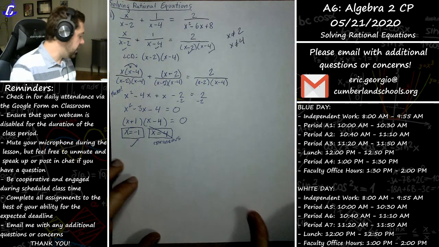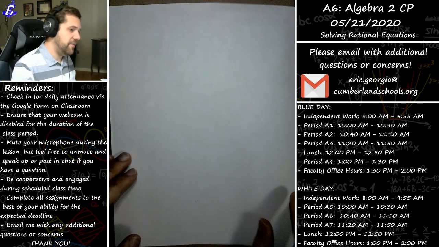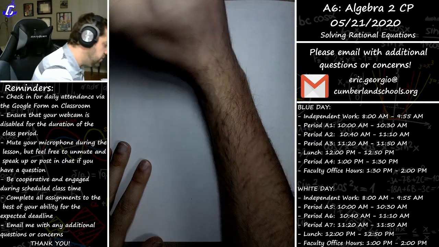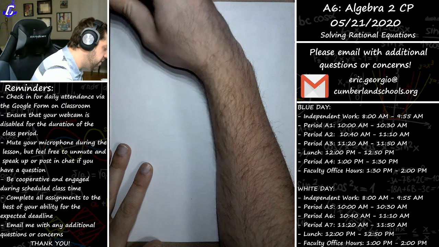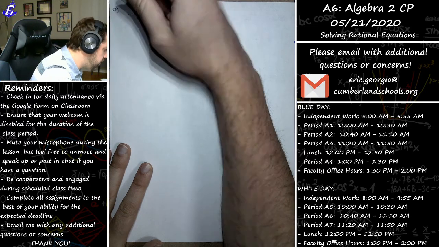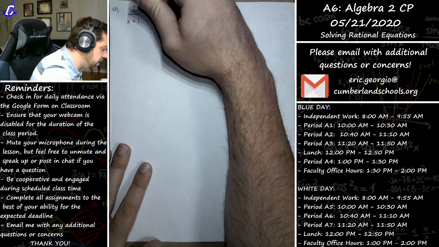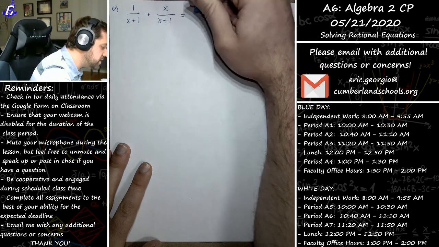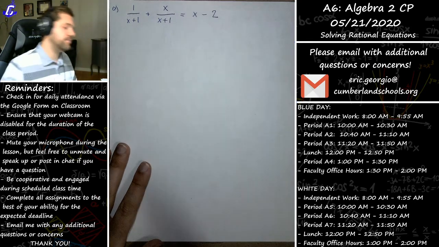Alrighty, let's move on. This next problem, like I said, I really want to emphasize what happens when you just have whole numbers and variables by themselves with no denominator. I like this problem a lot. We have 1 over x plus 1 plus x over x plus 1 is equal to x minus 2.